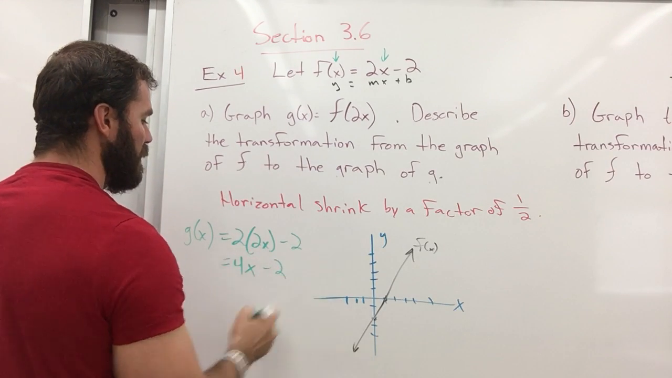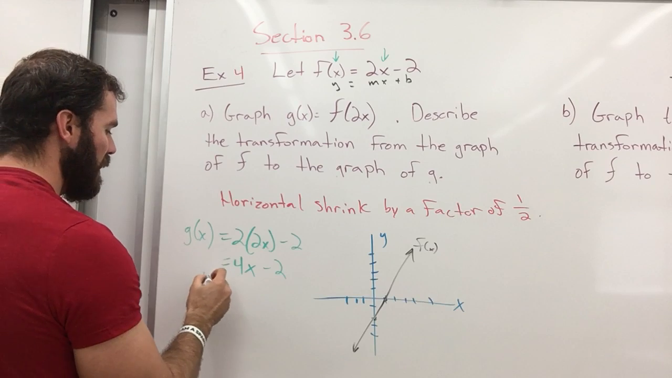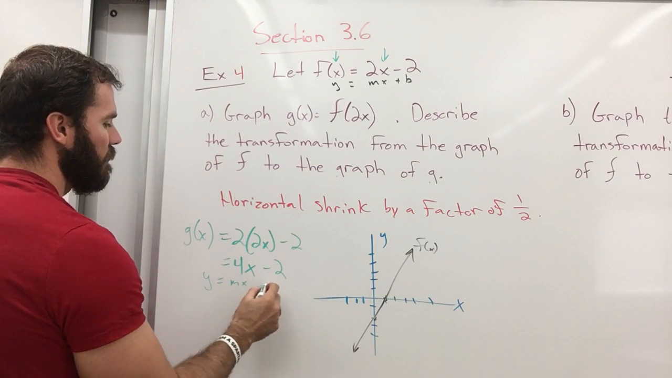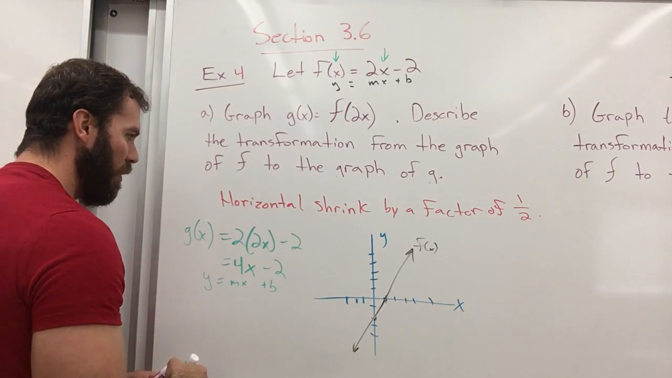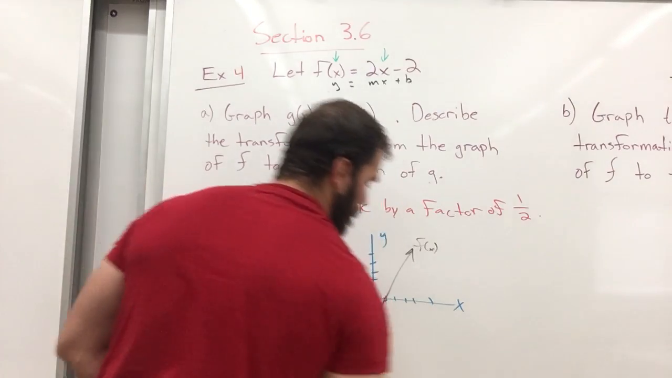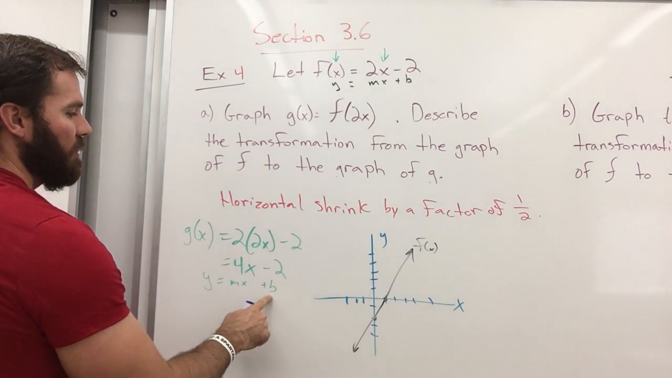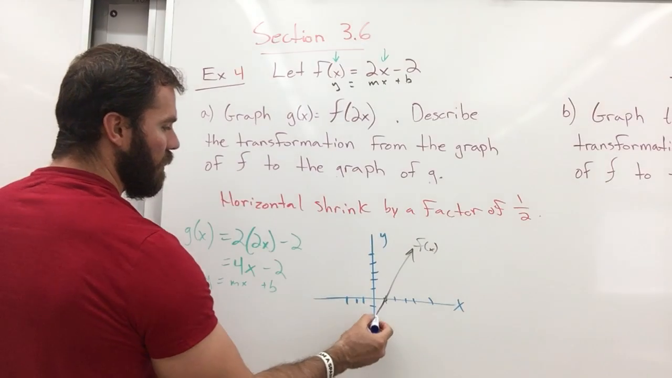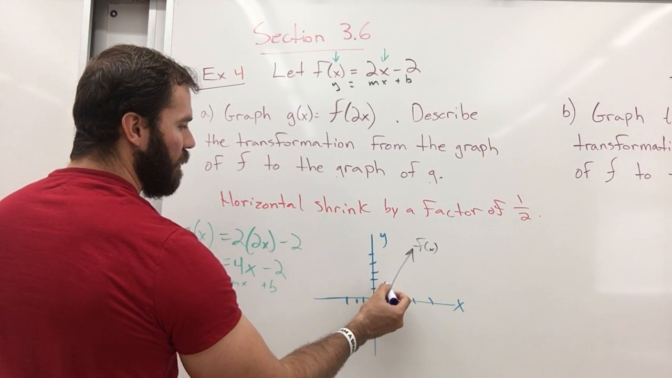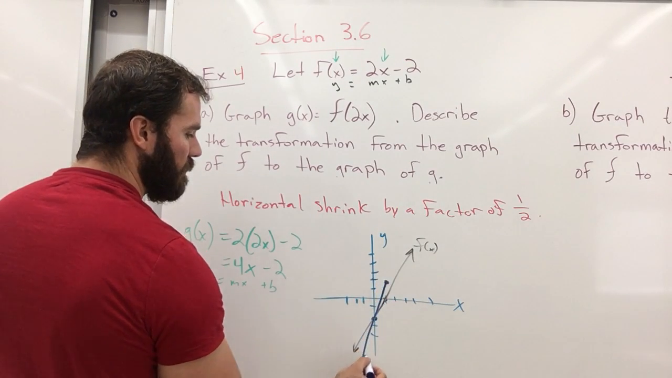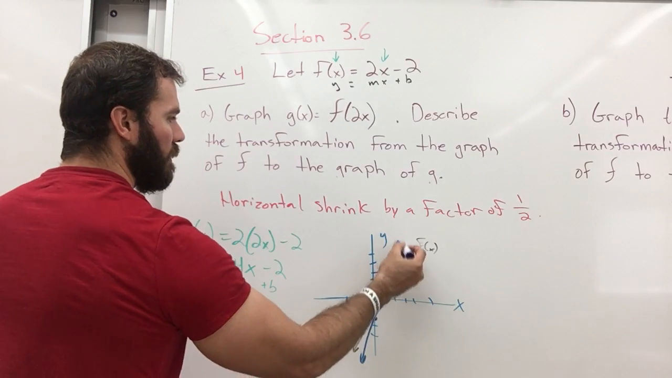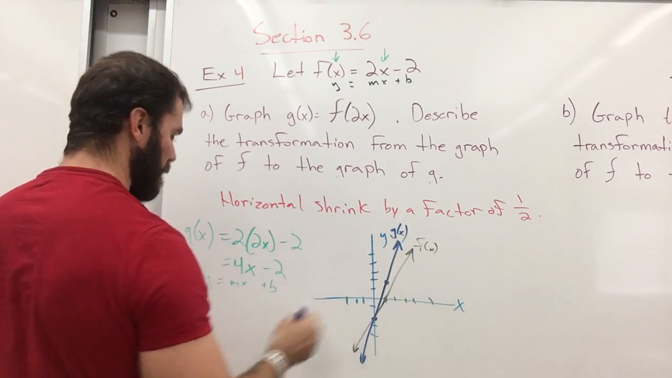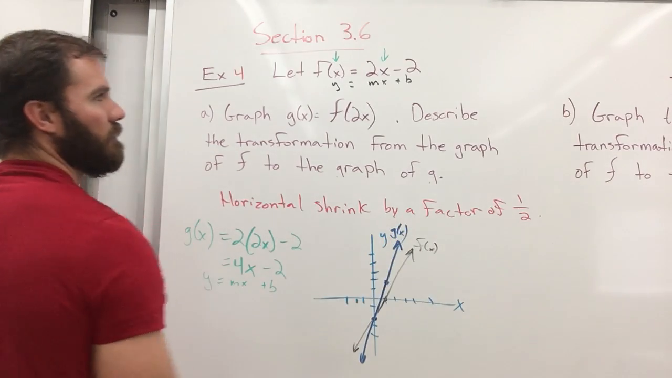4x minus 2. This looks just like y equals mx plus b. I can graph that, no problem. Y-intercept, -2. Slope is 4. 1, 2, 3, 4, and over 1. And there's my g of x. Okay?